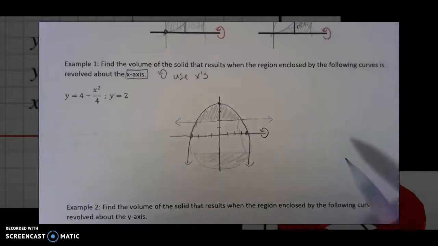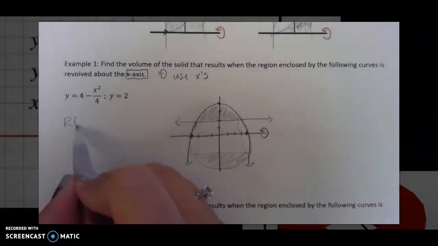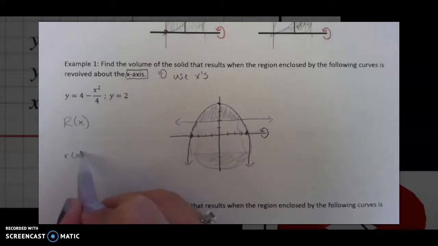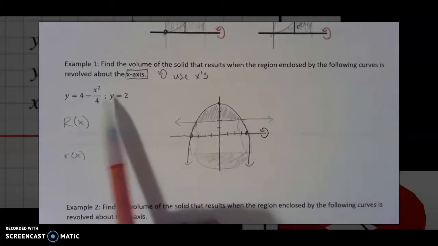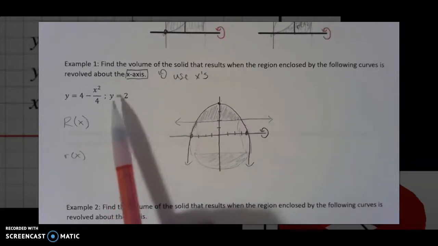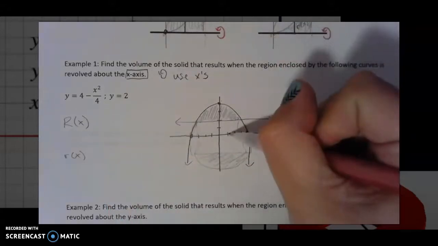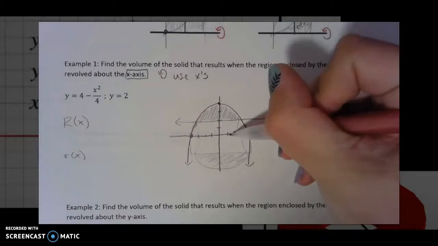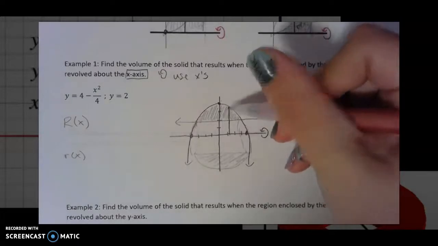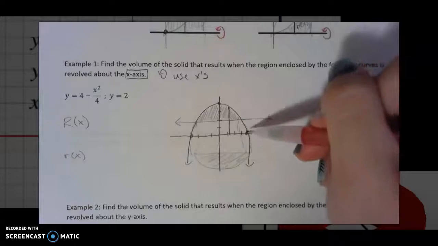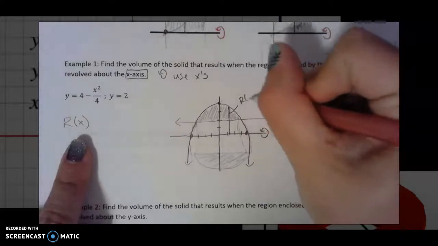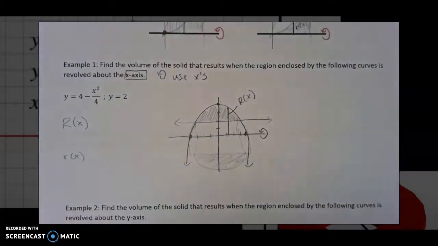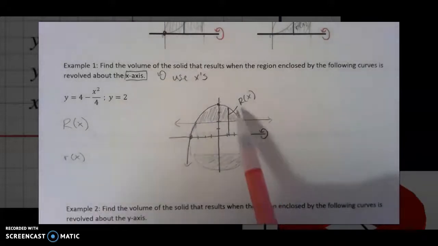So that means we need to be talking about an outer radius and an inner radius. Because we're using the x's, I don't need to do anything different to these because they're already in terms of x. So that just means from where we're revolving, the x-axis, the farthest curve away, so the outer curve, in this case it's going to be our quadratic. That is our R of x. So let's find the radius. The radius needs to be the distance between this curve and where we're revolving it.